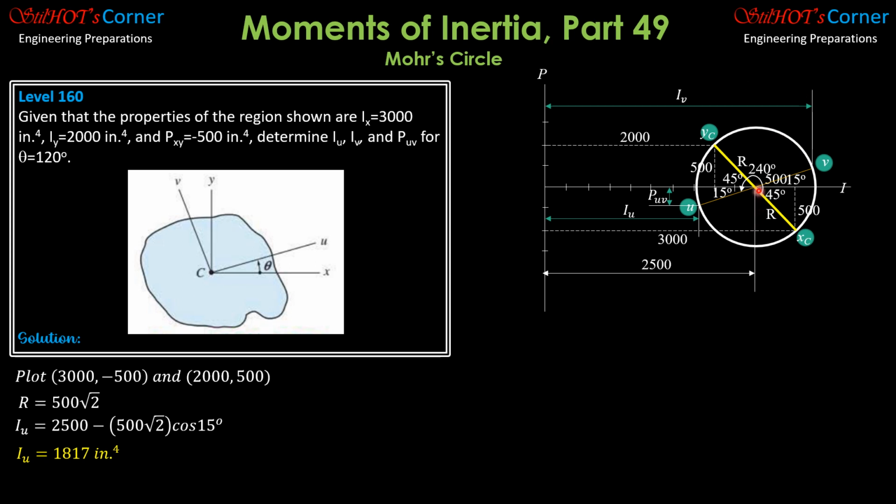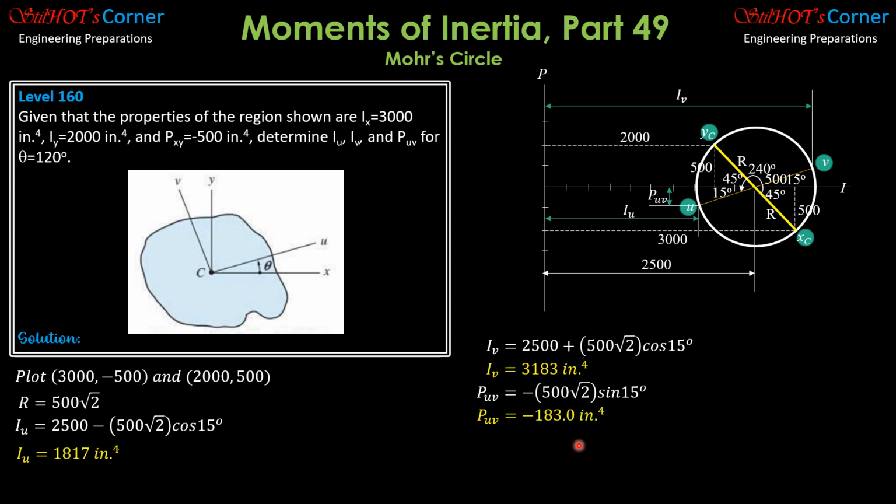Likewise, I sub v is centroidal value 2500, and this is plus r cosine 15. Because we have identical triangles, we just move to the right, so we add r cosine 15. So Iv is 2500 plus r cosine of 15 degrees, and I sub v is equal to 3183 inches to the fourth. Finally, Puv is negative r sine 15. So this value here, the opposite leg of this right triangle, but it is negative r sine 15. So Puv is negative 183.0 inches to the fourth. So that's it for this problem.